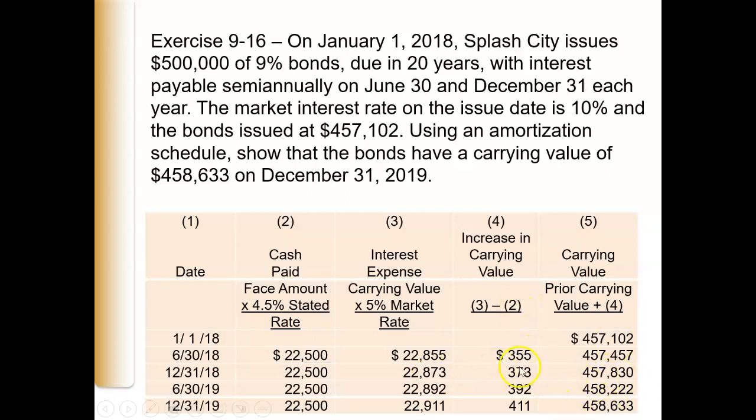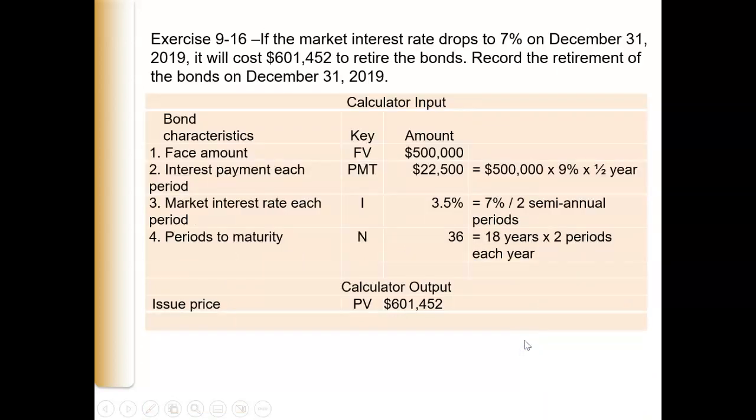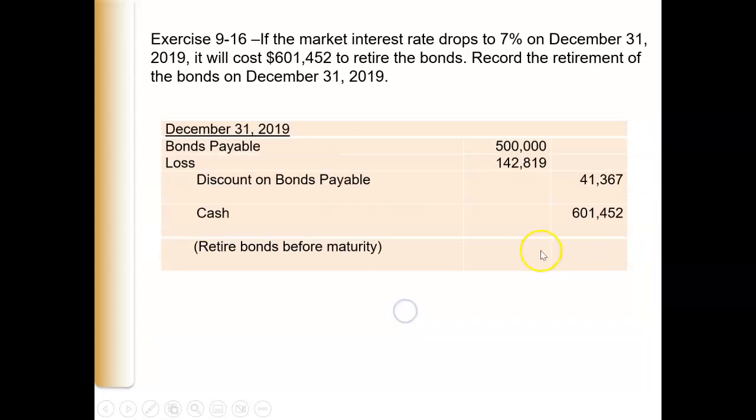Okay. So right now we know the carrying value is $458,633, but we're going to have to pay cash of $601,452, right? So wouldn't we show our cash of $601,452? Wouldn't we have to show, if we're at $458,633, we've got to zero out the bonds payable. We have to zero out the discount to come up with our $458,633. And the difference is either going to be a loss or a gain, isn't it? Does that make sense? Yes? No? Okay. Do you understand why that amortization schedule is so important, though? So you can figure out what the carrying value is on a specific date.